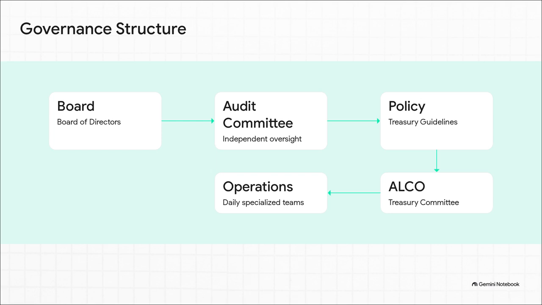These rules dictate the actions of the Treasury Committee, sometimes called the Asset and Liability Committee, or ALCO. Finally, this committee directs the highly specialized teams on the ground, Treasury operations, risk management, and Treasury accounting. It's a very strict chain of command.